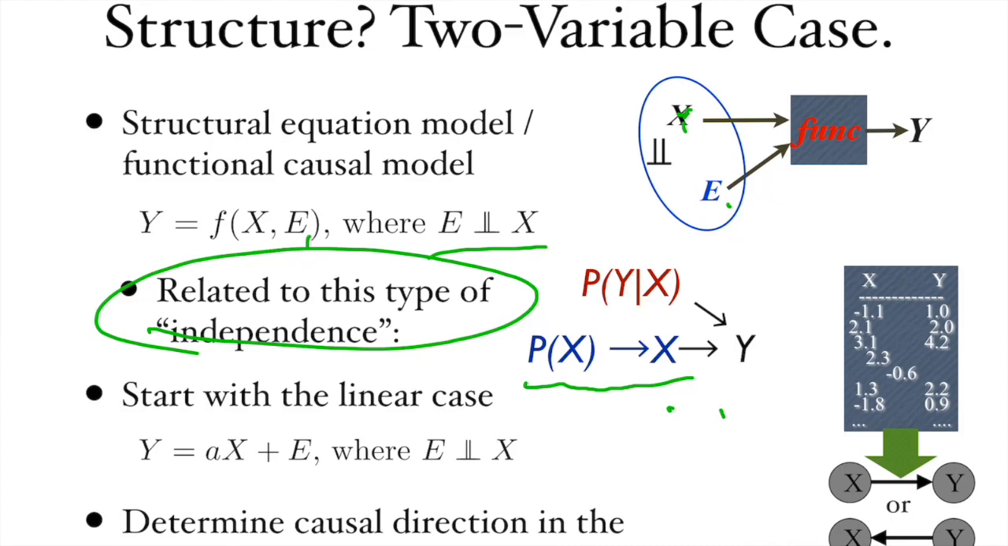This was known as modularity in the literature of causality a long time ago. And in the linear case, we have this functional causal model. Y is a linear function of X plus noise. Okay. Now the problem is whether we can determine the causal direction between two variables given only the statistical data.